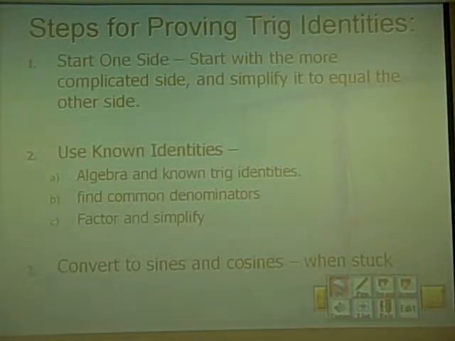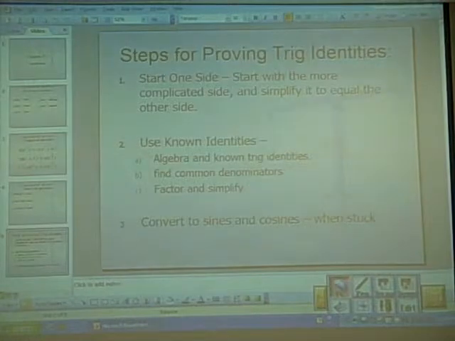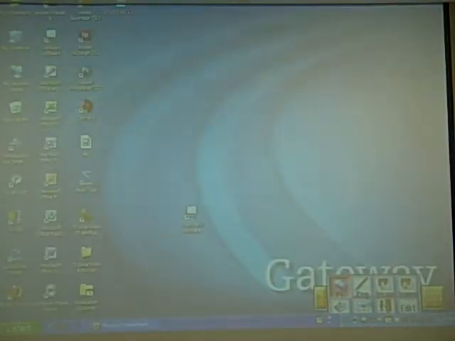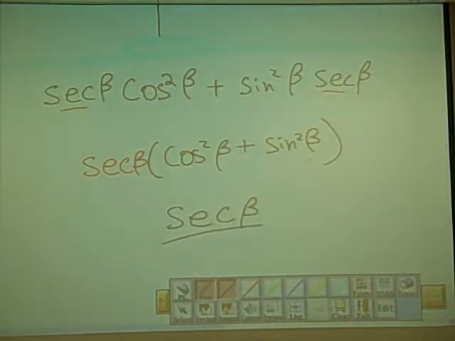But there are times when that's all we can do, is just simplify it in terms of sine and cosine. Okay. So with that, let's take a look at another problem.